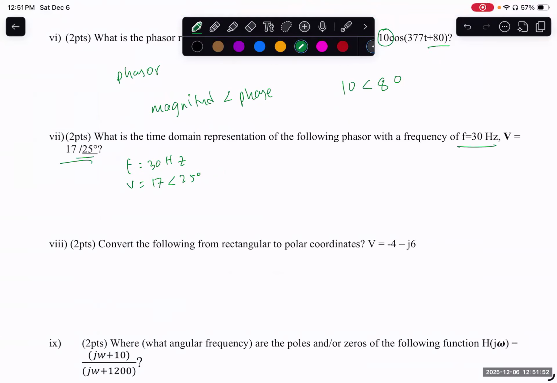So the time domain representation of the following phasor would be the magnitude times cosine of 2 pi f, which is 30, plus the phase, which is 25.